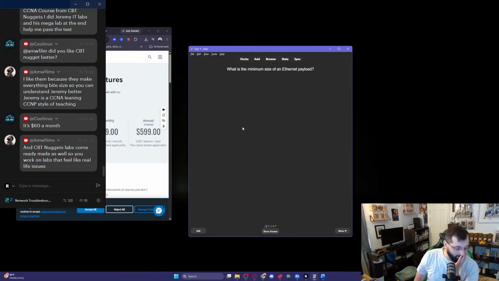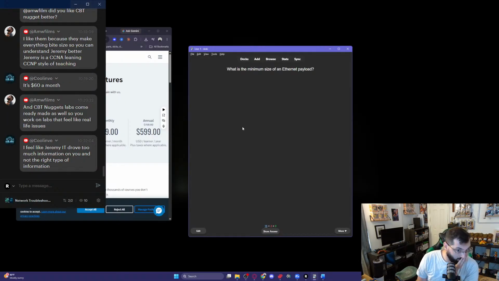What is the minimum size of the Ethernet payload? The Ethernet payload. I feel like Jeremy IT drove too much information on you and not the right type of information. For the test or just in general? When you say that you feel like Jeremy drove too much information, do you think that's because of the test or just because of the teaching style?